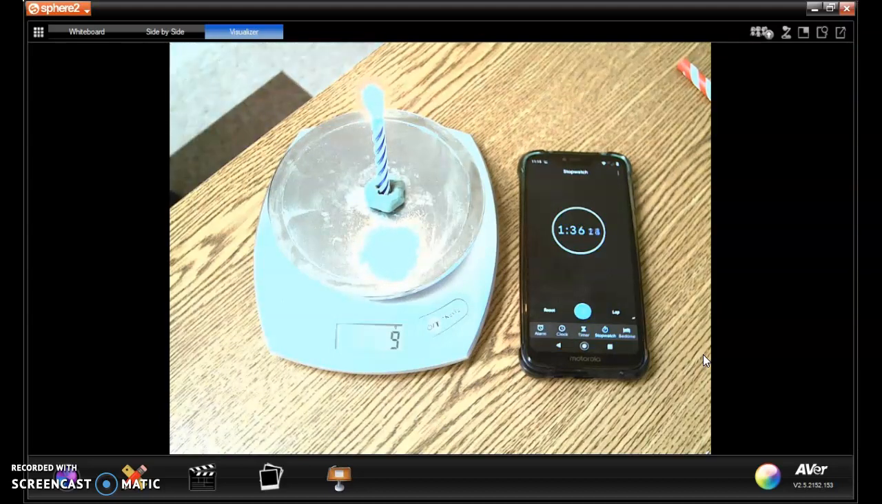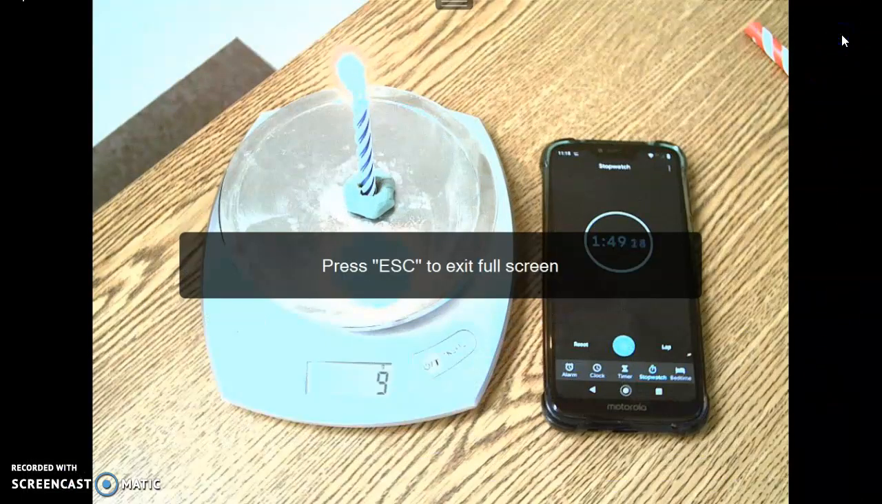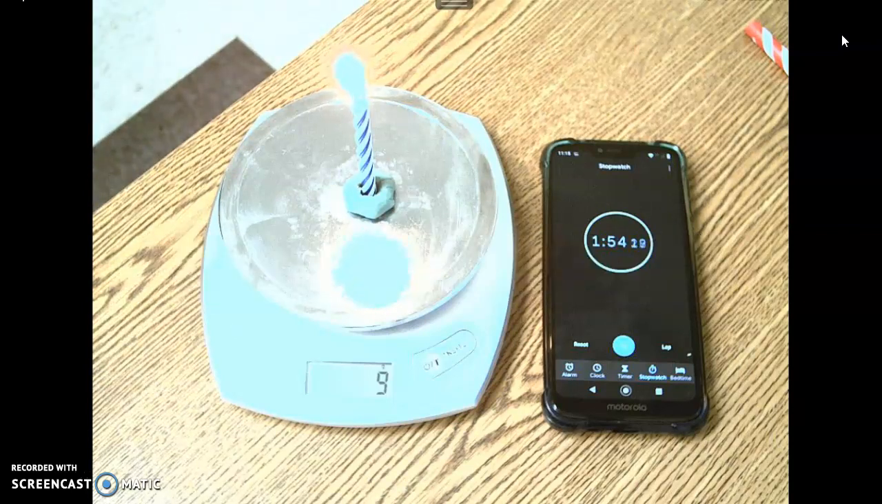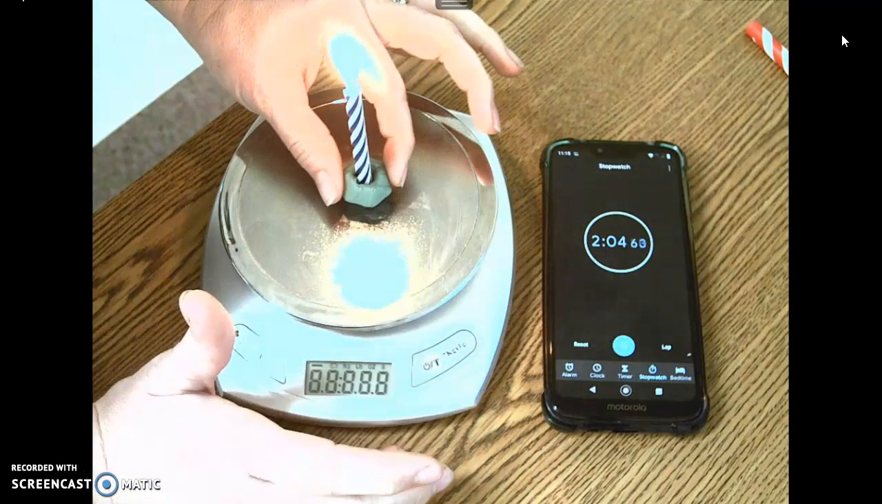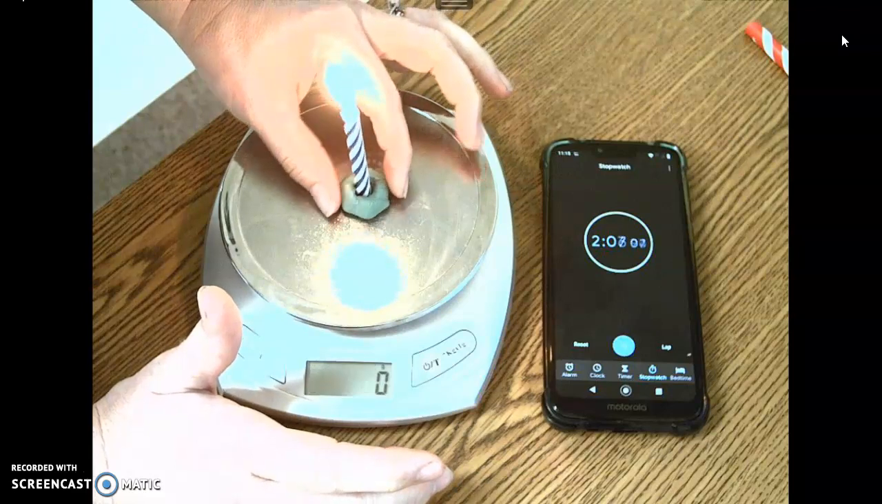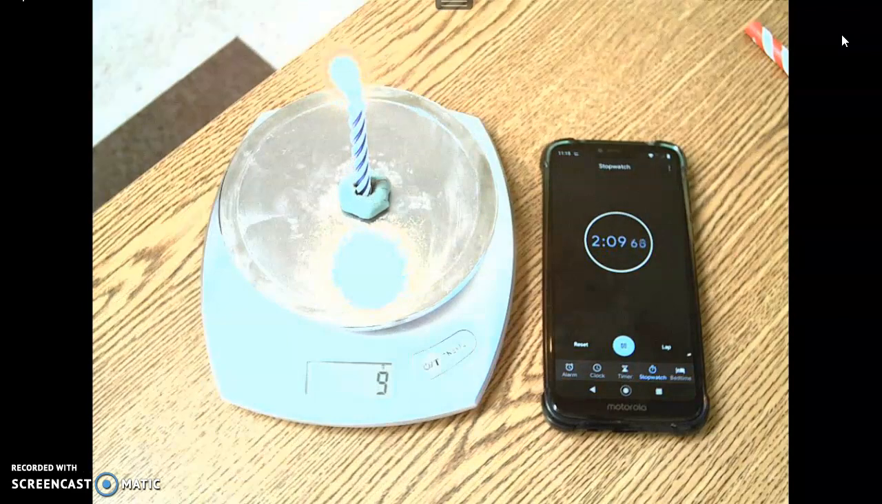About a minute and a half. That's a little bit better view for you. Oh, and my screen's just shut off, so let's see if we can't fix this. Sorry, my scale times out after a little bit. So at 2 minutes, we are still at 9 grams. You can go ahead and record that.